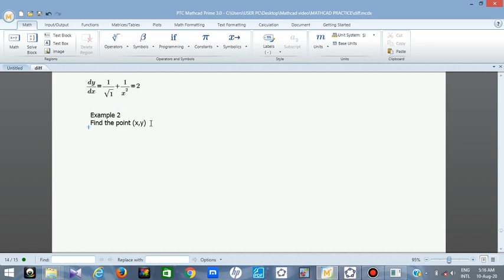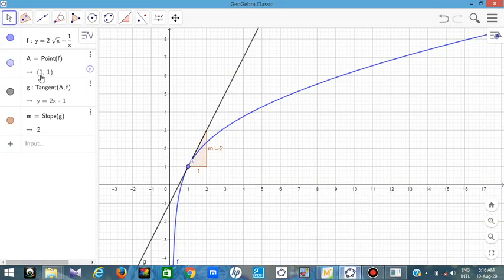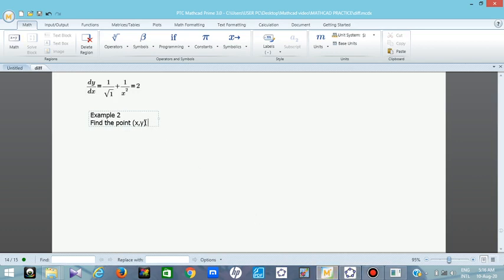They can tell you to find this point. They can ask you to find the point x and y, just like this one we did. You can see the point is 1. When x is 1, y is 1. Then the gradient is 2. So just like that, they can tell you to find this point. They say find the point on the Euclidean plane now.